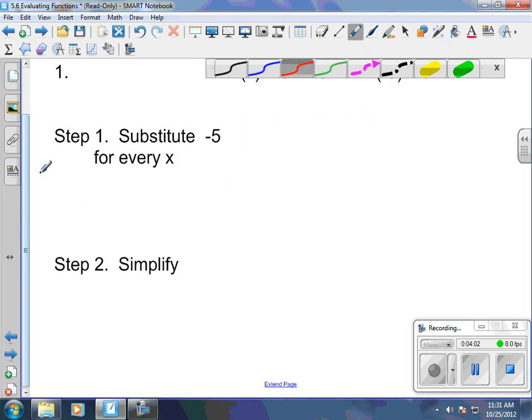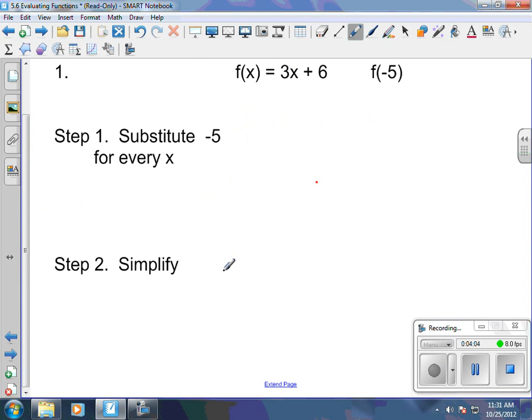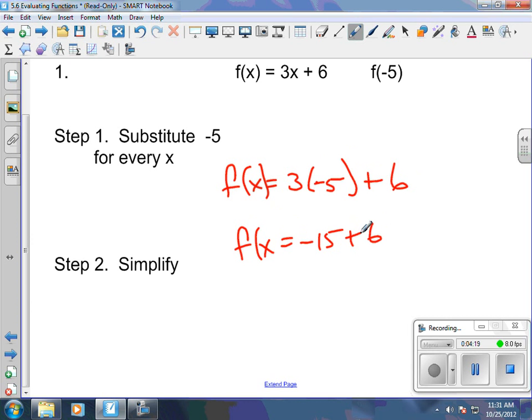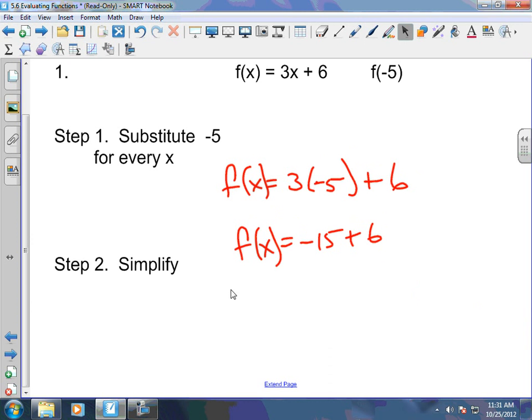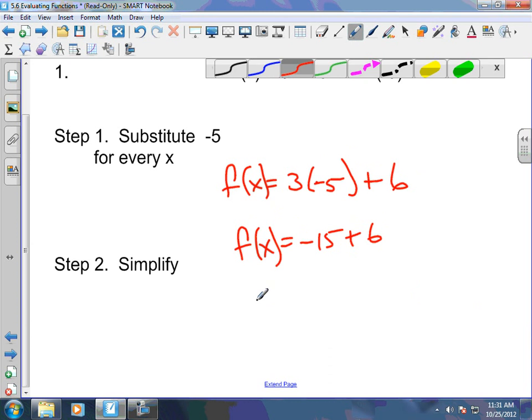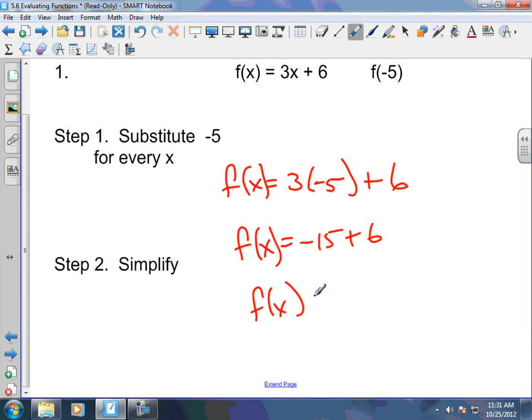F of x equals 3x plus 6, f of negative 5. So we are simply going to substitute negative 5 for x and then simplify. So f of x equals 3 times negative 5 plus 6. F of x equals negative 15 plus 6. What is negative 15 plus 6? Negative 9. Okay. If you want to put y instead of f of x, I don't care.